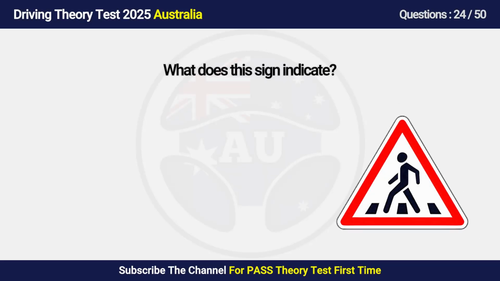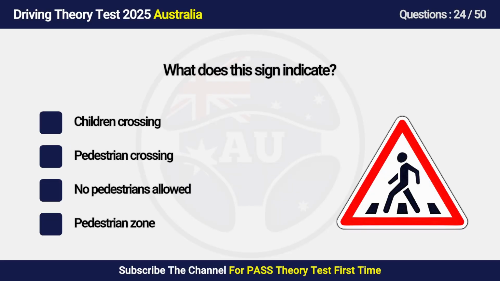Question 24. What does this sign indicate? A. Children crossing. B. Pedestrian crossing. C. No pedestrians allowed. D. Pedestrian zone.